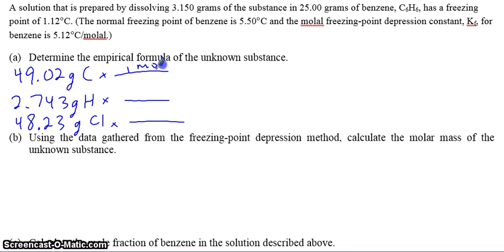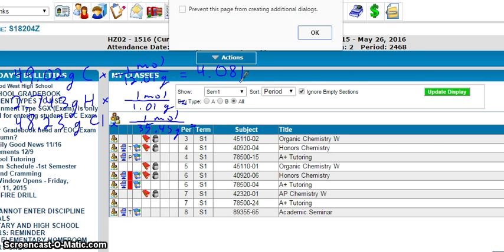So a mole of carbon is about 12.01 grams. A mole of hydrogen is about 1.01 grams. And a mole of chlorine is about 35.45 grams. So if we do this, for the first answer, if you plug this into your calculator, go and pause it and plug these in so you get the right answer. It should be 4.081.